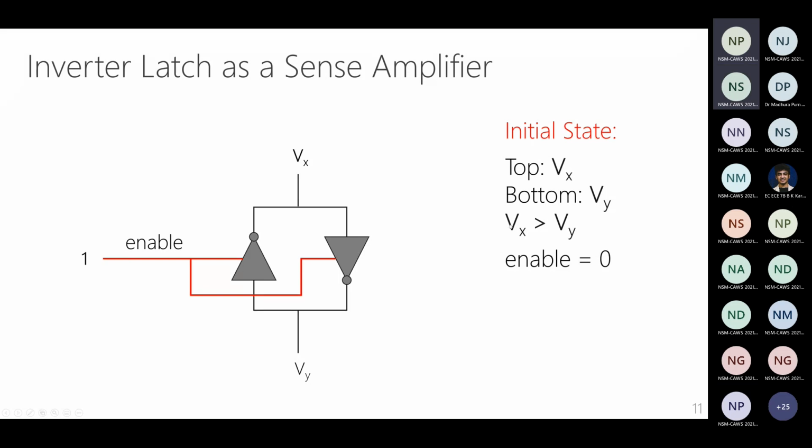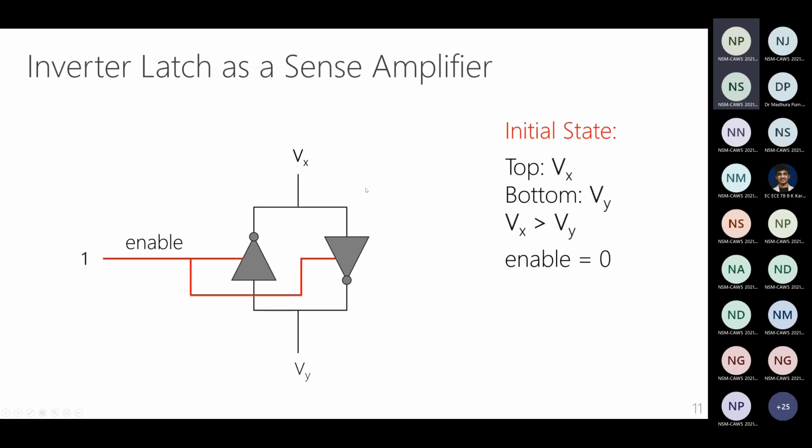That is true, but here, Vx and Vy are not essentially 0 or 1. There are some intermediate voltage levels, right? Let's say VDD is 1 and ground is 0, but these are not at VDD and ground. Let's say this is at some level, but what we know is this is greater than this. That's all we know.